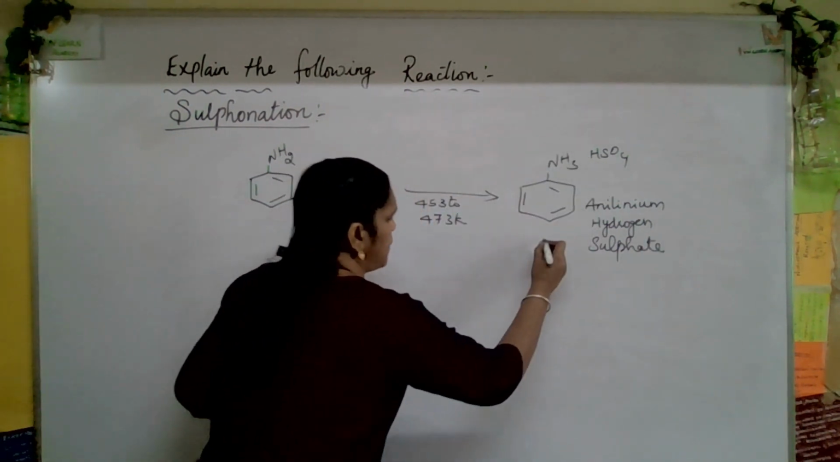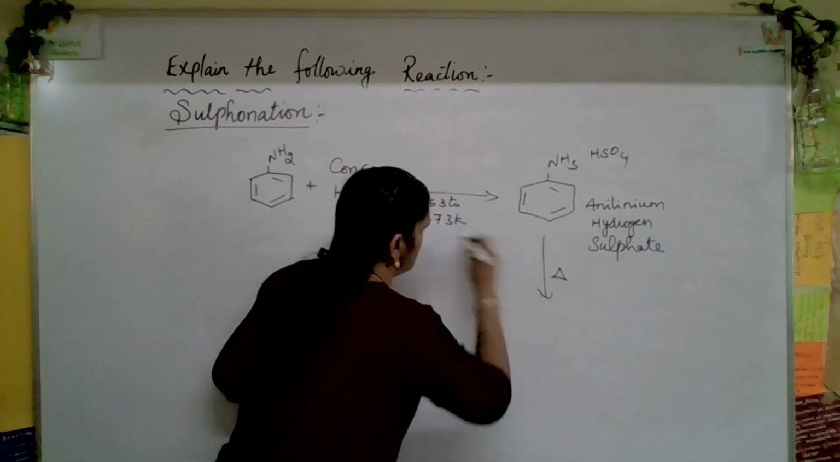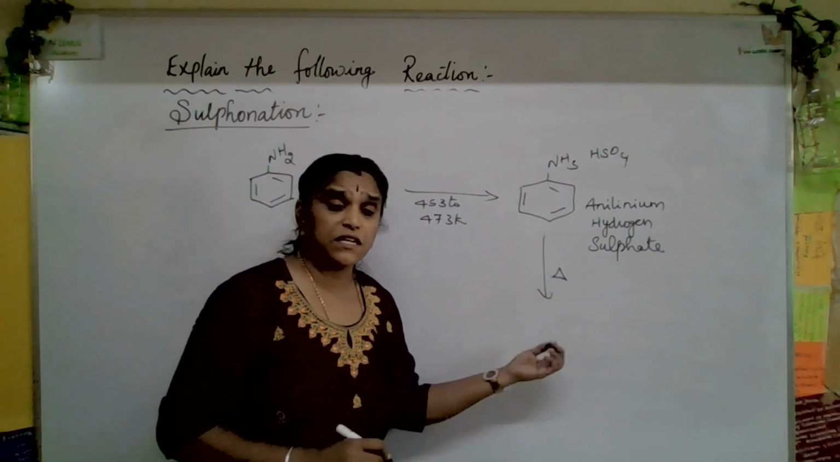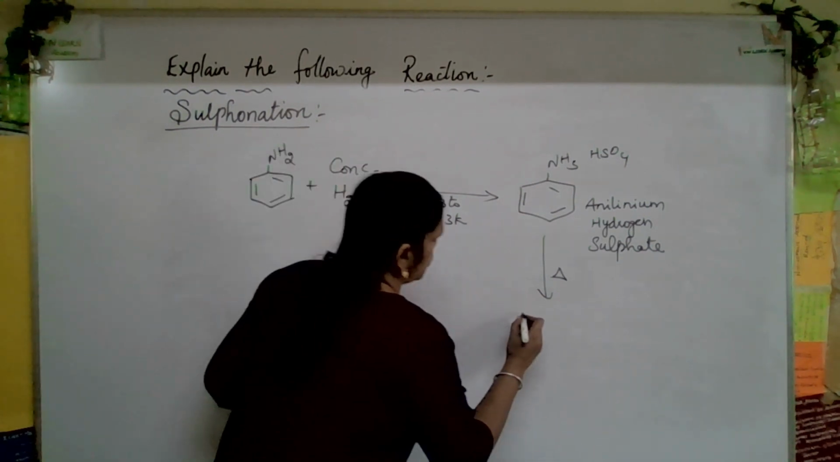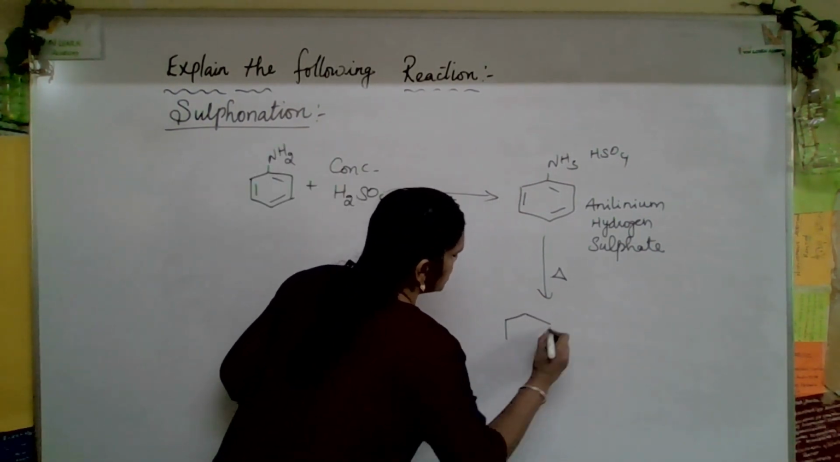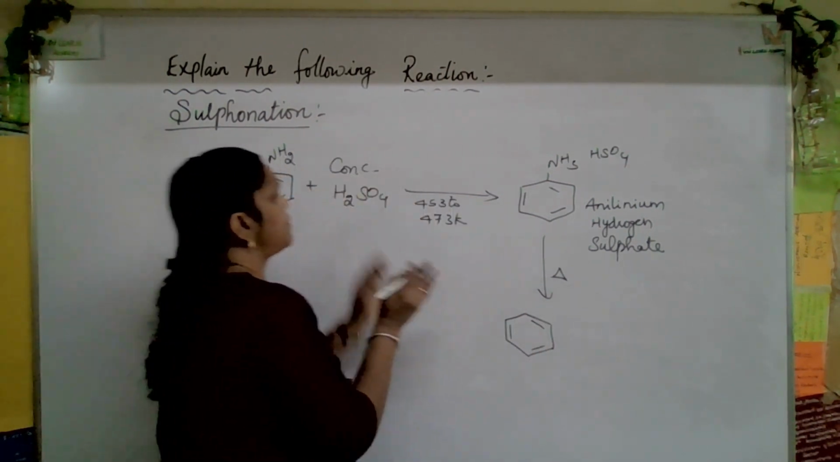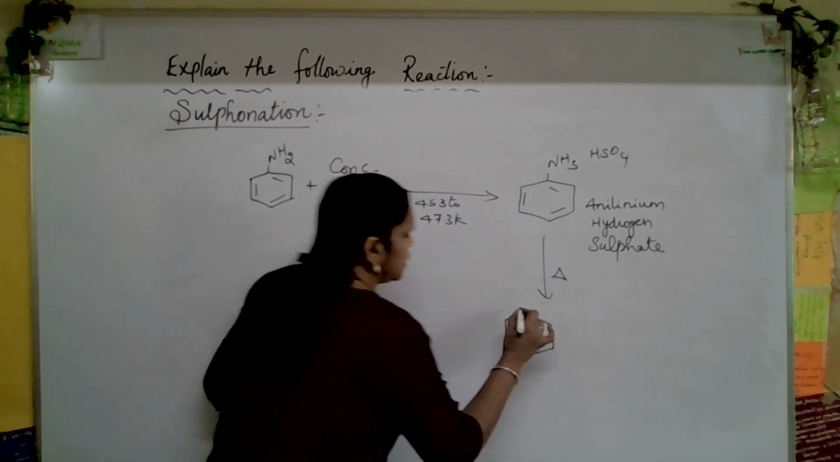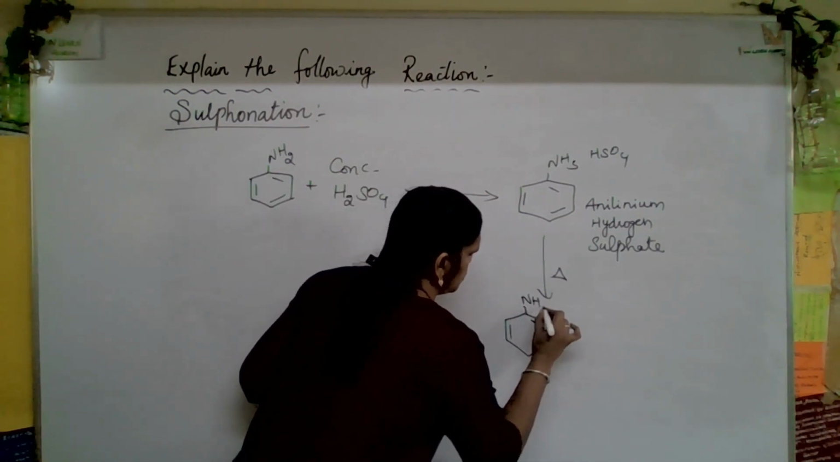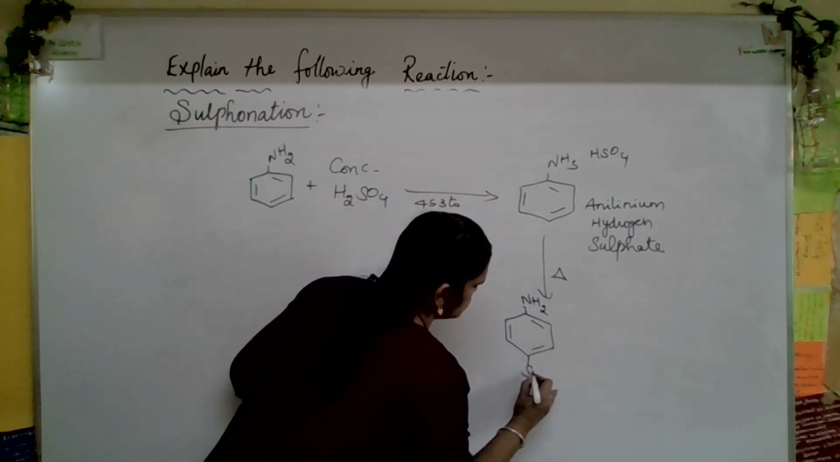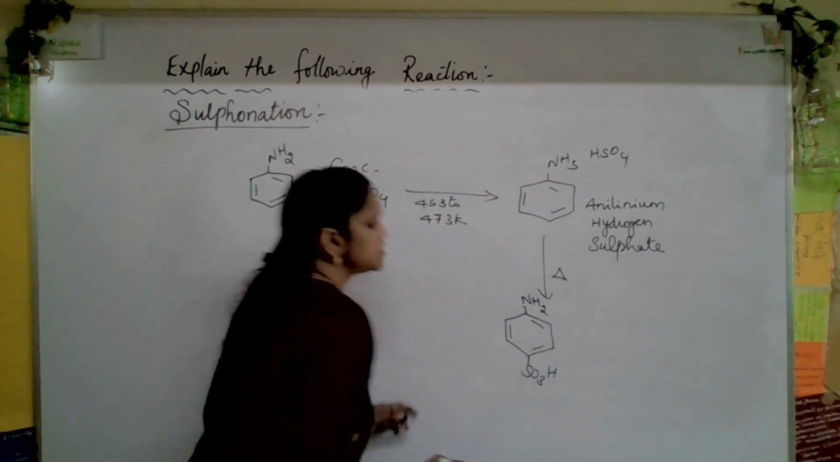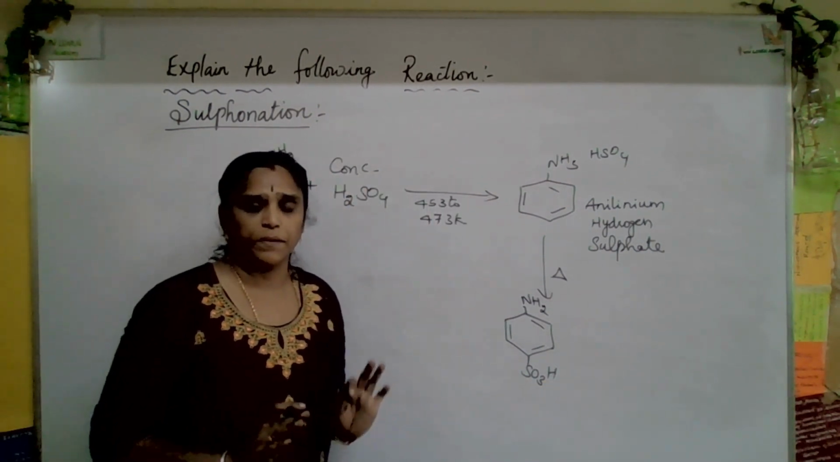Okay, now what happened? Again we are heating at the same temperature and adding concentrated sulfuric acid also. So you are getting the main product, sulfanilic acid formation. That is the main product of sulfonation. Here aniline NH2 and here SO3H. Sulfanilic acid formation we are getting.